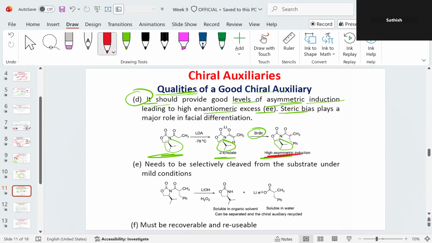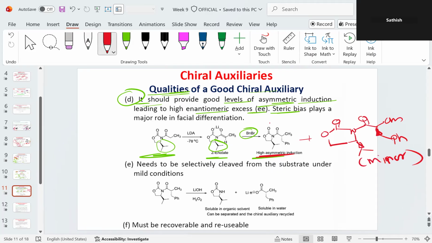In this case, you can see the major product has the CH2Ph group directing downward. That's the only major product we are getting. The other possible product is this one, in which the CH2 and the phenyl ring are directing upward. But this is a minor product. The major product is this one.